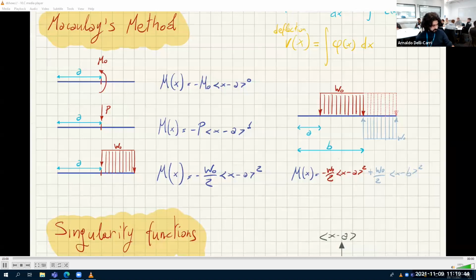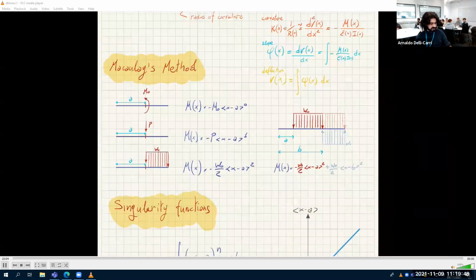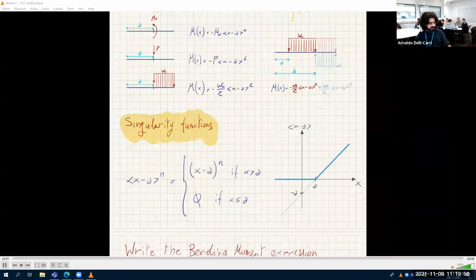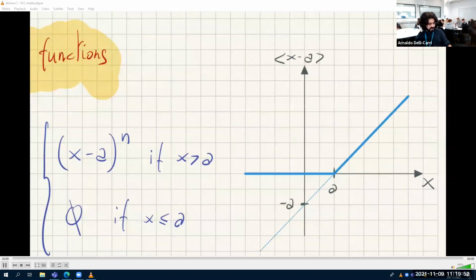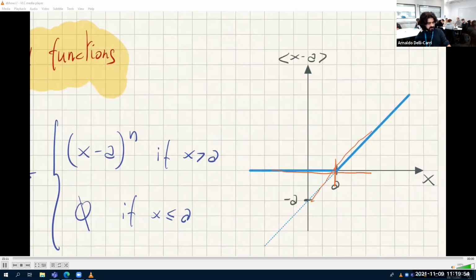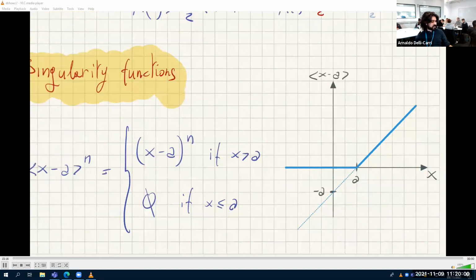Yes? What do you mean by discontinuity? Discontinuity means that this is discontinuous in derivative. See, at this point, the derivative on the left is 0. The derivative on the right is 1. Okay? So you have a singularity point.